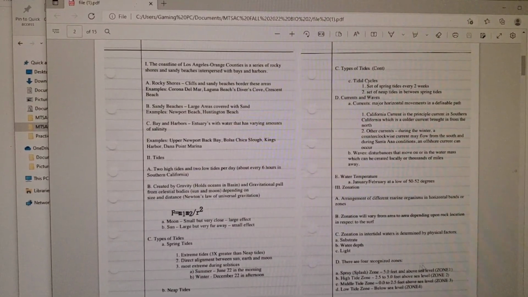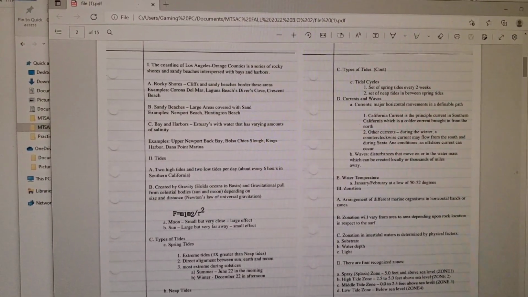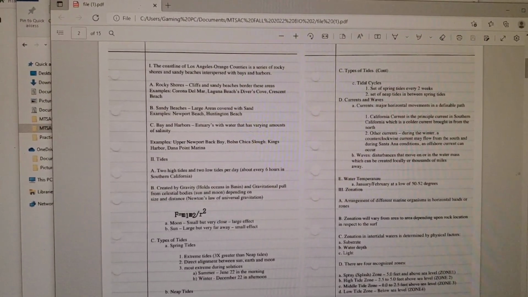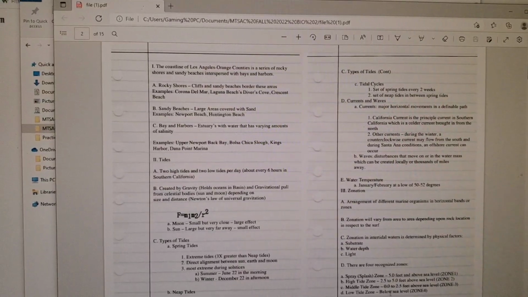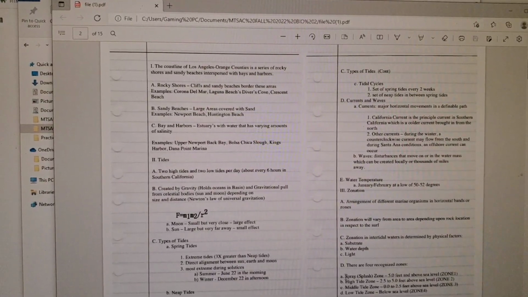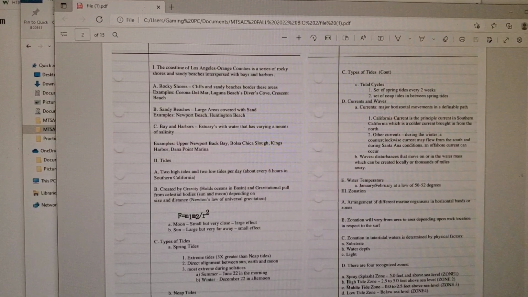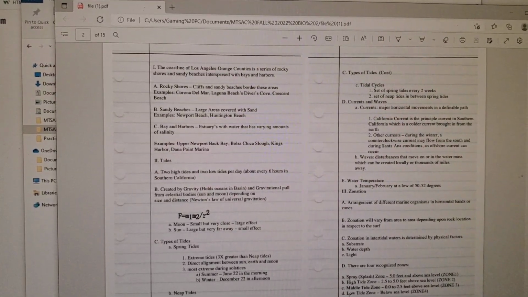So the highest is zone 1, spray splash zone. Second highest is zone 2, high tide. Zone 3, the middle tide zone, is the third highest, and the lowest is zone 4, low tide zone, in this order: spray zone, zone 1, high tide zone, zone 2, middle tide zone, zone 3, low tide zone, zone 4.